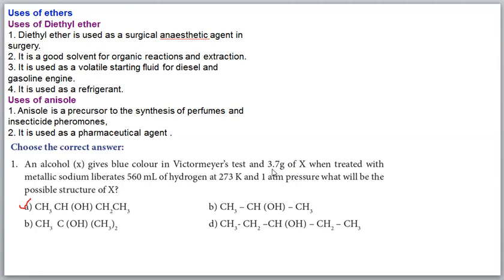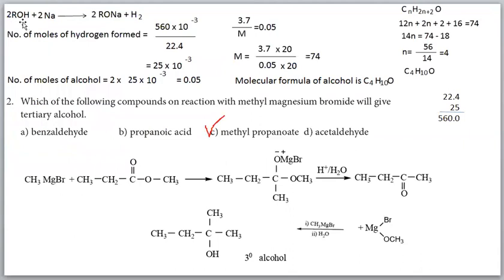From the molar mass, we can identify the compound, because in this compound 4 carbons are there, in this compound only 3 carbons are there, and here 5 carbons are there. The number of carbons is different. So if you know the molecular formula, or the number of carbon atoms, we can identify the correct answer. You see the stoichiometry equation.